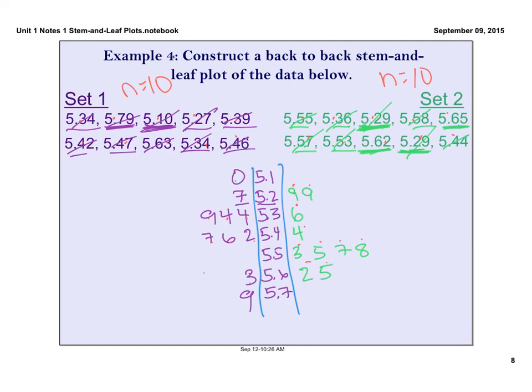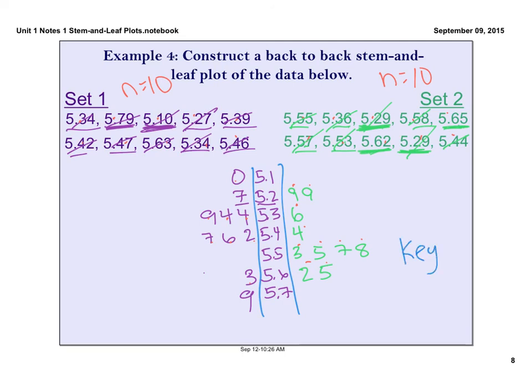Last but not least, and in fact, some people even choose to do this at the beginning right away so they don't forget it, because notoriously forgetting the key is so common. People forget to put a key on their stem and leaf plots all the time. But last but not least, we need to leave a key.